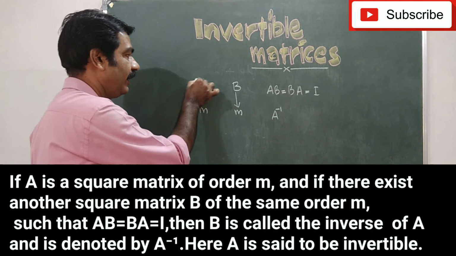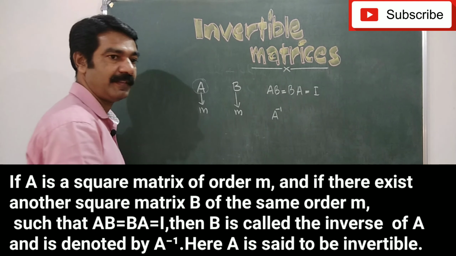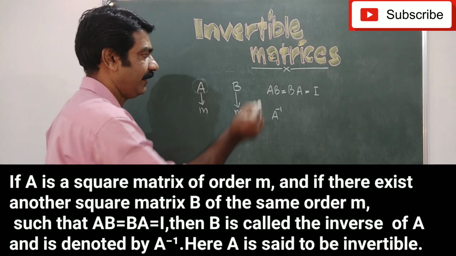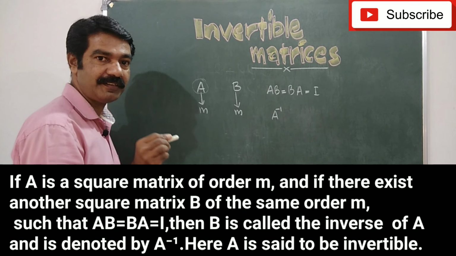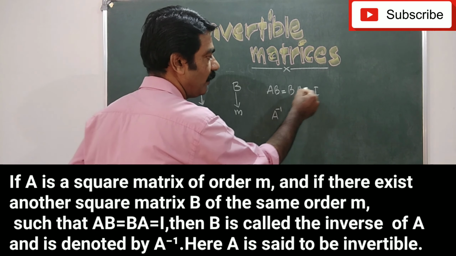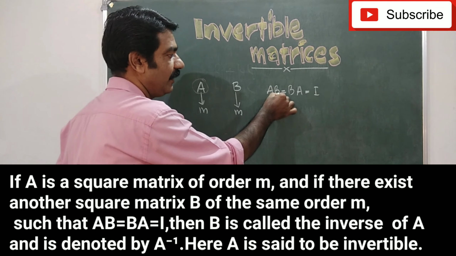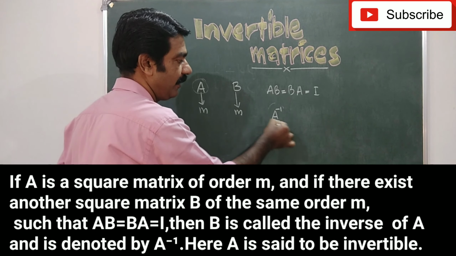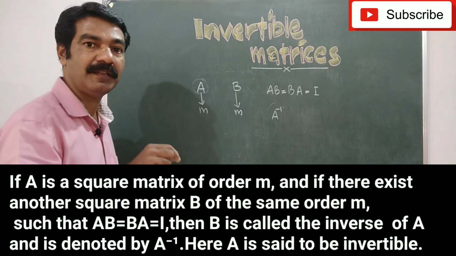I'll explain one more. If A is a square matrix of order M, and there exists another square matrix B of the same order M such that A into B is equal to B into A is equal to I, then B is the inverse of A, denoted by A inverse, and A is said to be an invertible matrix.